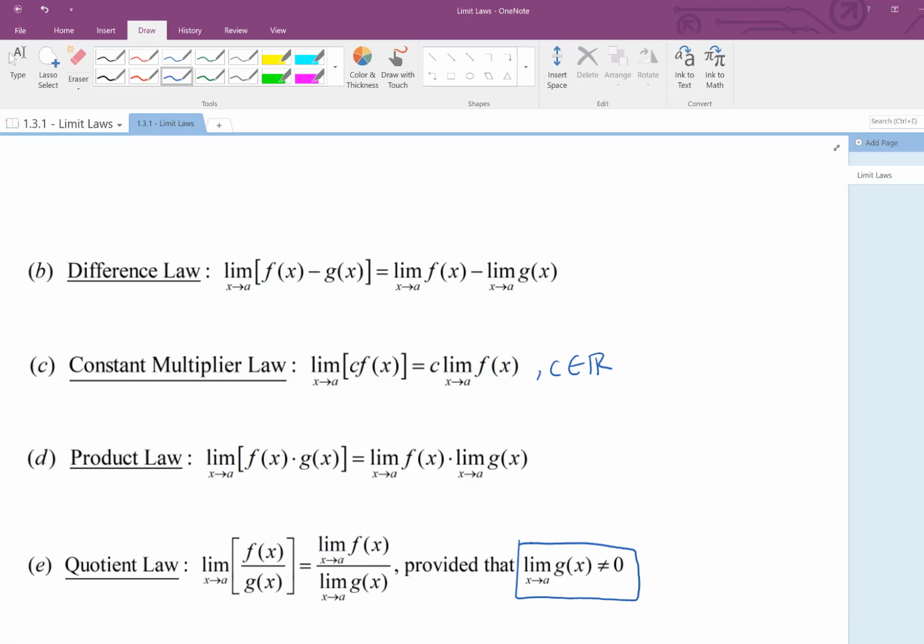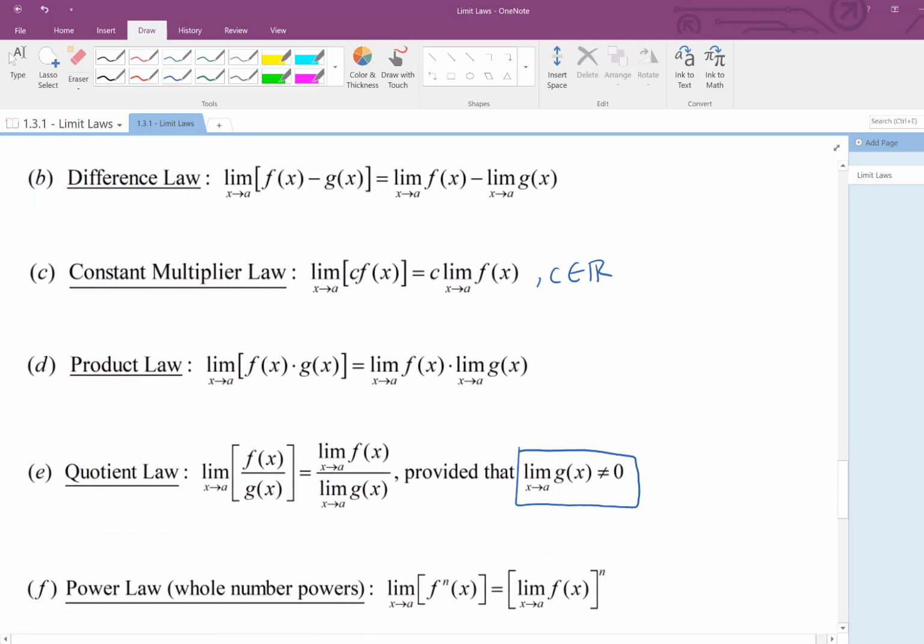That's a different game. So just take note, the function itself, g, could actually be equal to 0 at a, provided it's not the same as the value of this limit. So all we care about here is the limit as x goes to a of g of x being non-zero. Assuming that's true, then this law is also true.